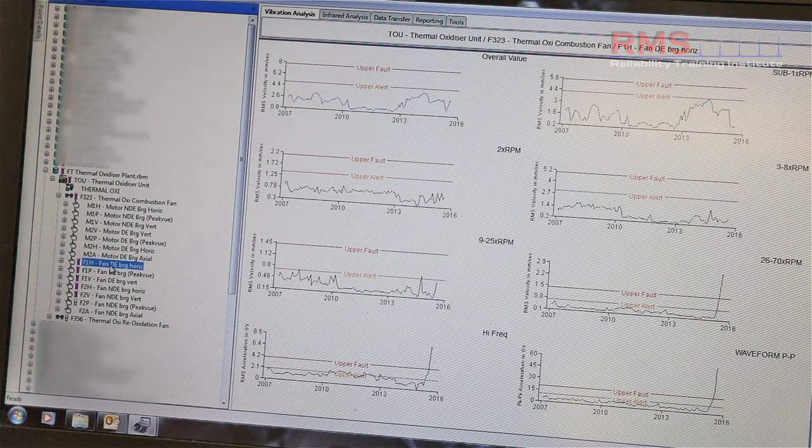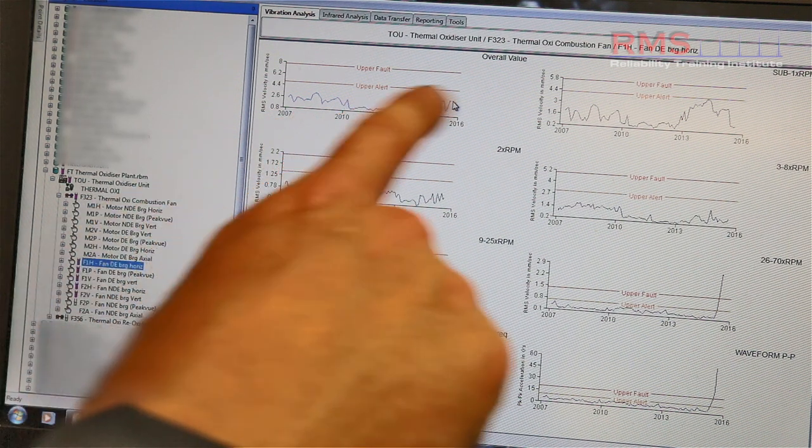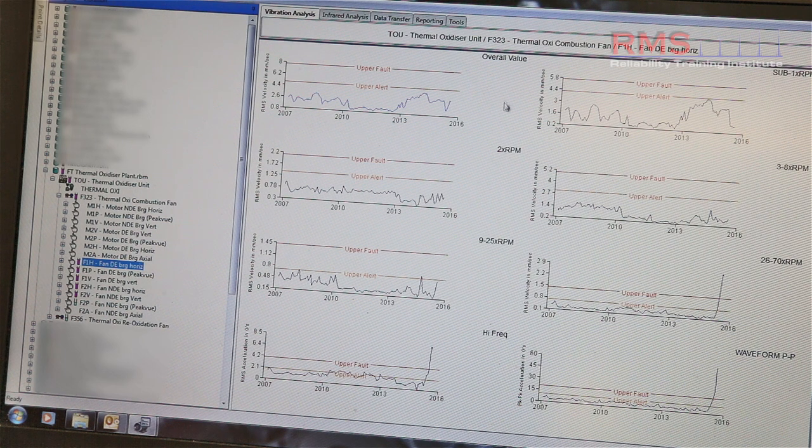Now the beauty here is I've got trend history here, so I know if this fan's going to have a problem. It's going to really jump out at me. And as we can see, what's interesting, if we look at these two parameters, we've got the overall value and the sub of one times, and they're showing quite low levels. They're only showing 3.2 millimeters per second, and the trend's not really increased.